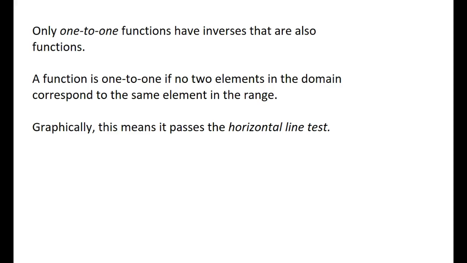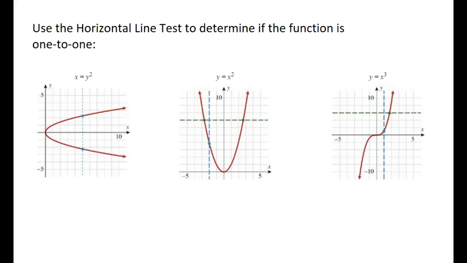All right, so it turns out that only what we call one-to-one functions have inverses that are also functions. And a function is one-to-one if no two elements in the domain correspond to the same element in the range. That sounds complicated, but it's really not. Graphically, what this means is it passes the horizontal line test. It's like the vertical line test for a function, except we use a horizontal line. So I've got 3 examples here to determine if a function is one-to-one.